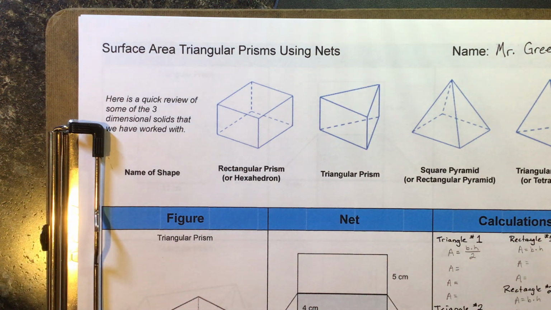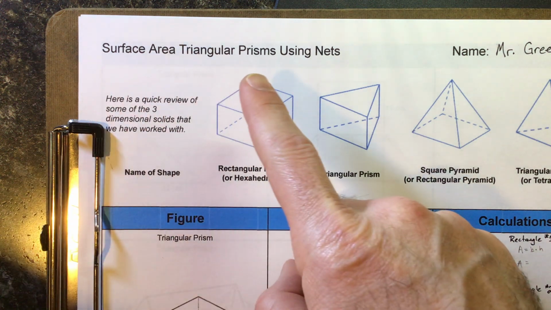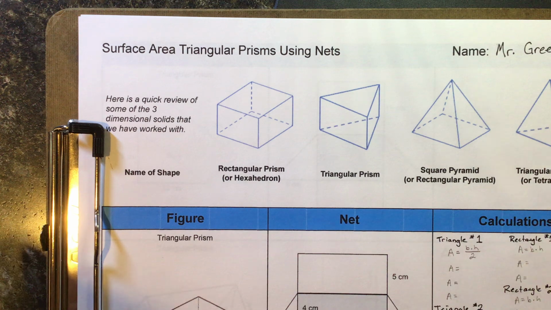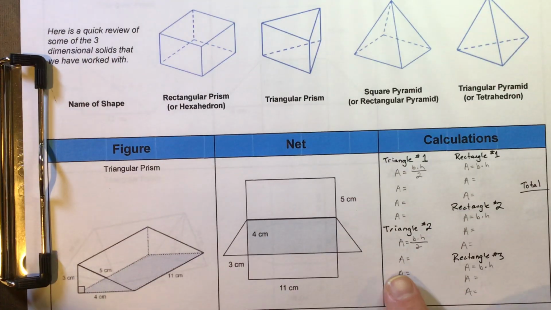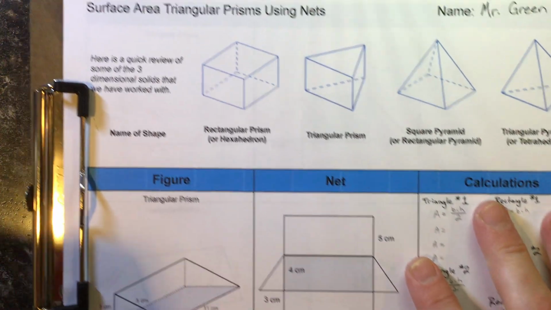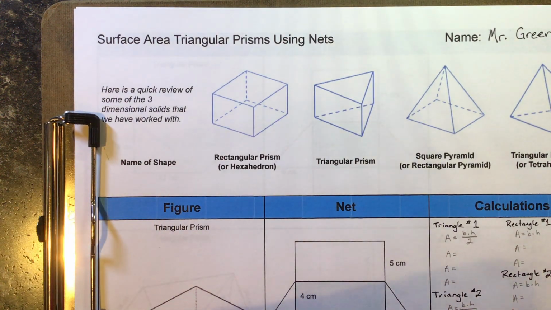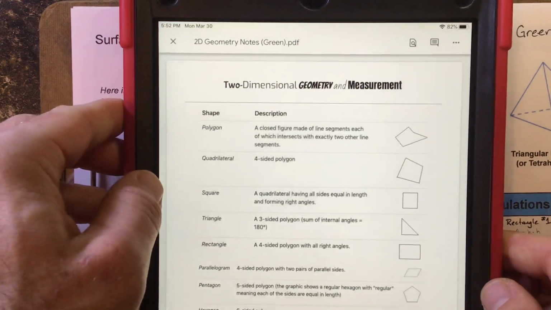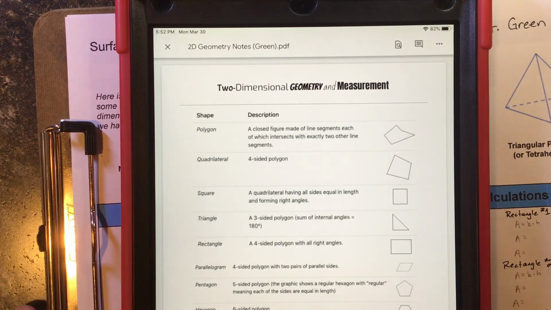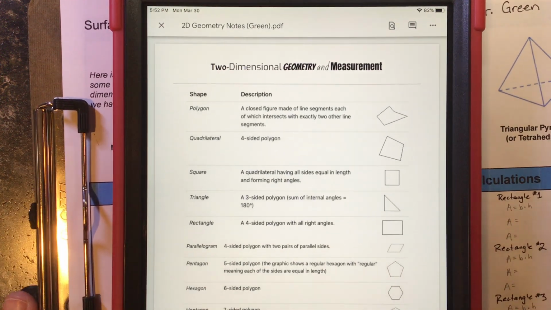We're going to take you through a quick lesson on the surface area of triangular prisms, and we'll look at that again using the nets just like we did for rectangular prisms. However, I'm going to take you through a little bit of a review here, quite a ways back, actually, to where we were talking with two-dimensional geometry and measurement.